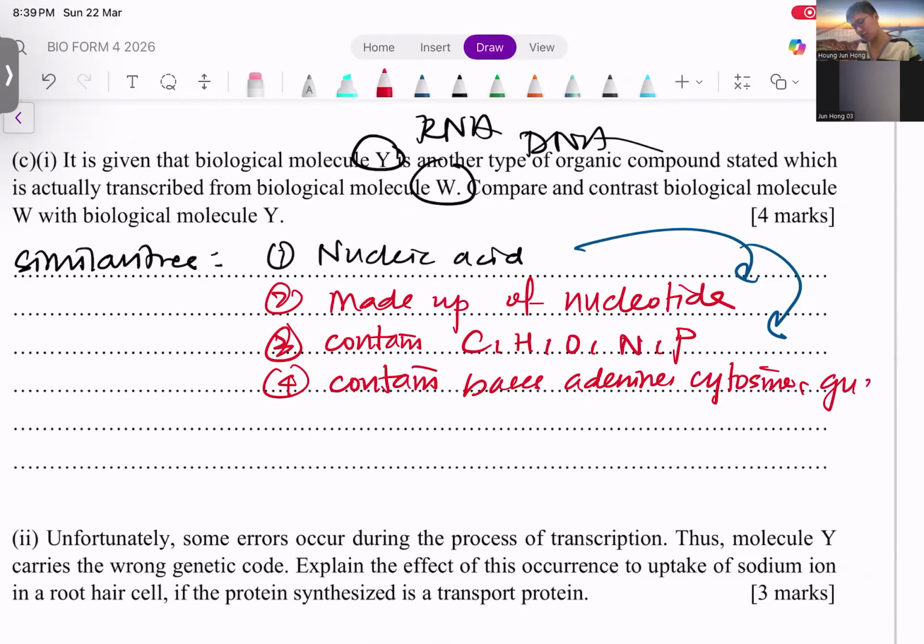These bases are A, C, G. So why not T? Because, as you will remember, T is changed to U. In DNA we have T, in RNA we have U. That's why you have a bit of difference over here. But on top of that, I think it's all the same. That's why you can also talk about that.